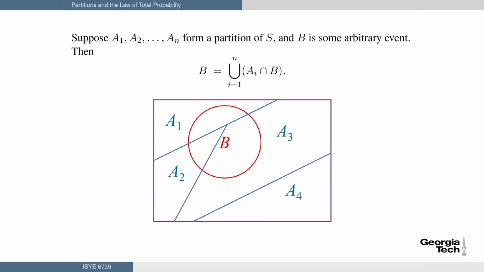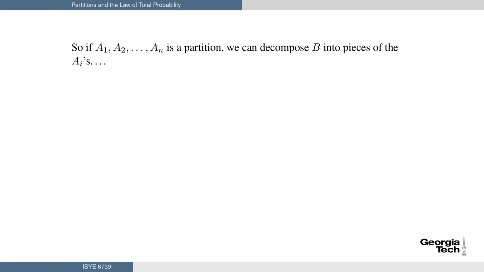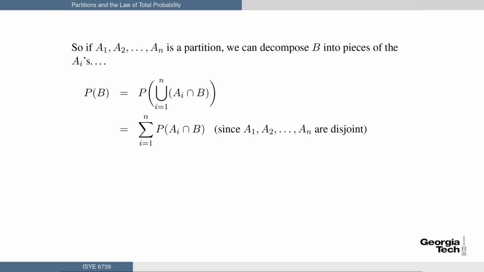B equals the union from i equals 1 to n of all of the intersections of Ai intersect B. So, if A1 through An is a partition, we can decompose B into pieces of the Ai's. And because of that, we can calculate the probability of B in terms of those pieces. The probability of B equals the probability of the union from i equals 1 to n of those intersections, Ai intersect B. Those intersections within the union are all disjoint, so the probability of the union is the sum of the probabilities of the intersections. And again, that's since the Ai's are disjoint.